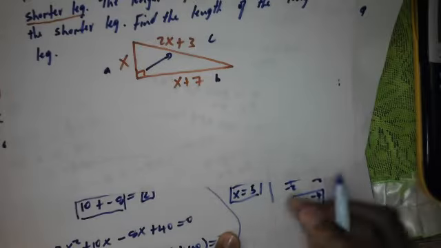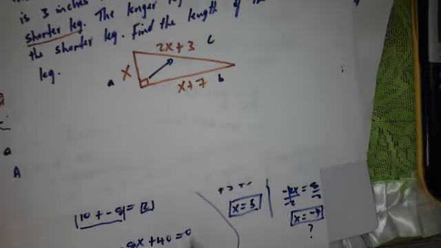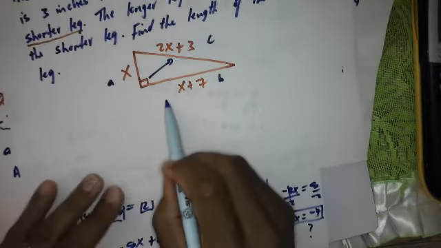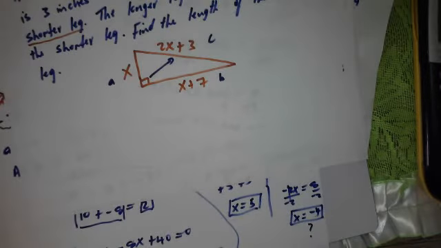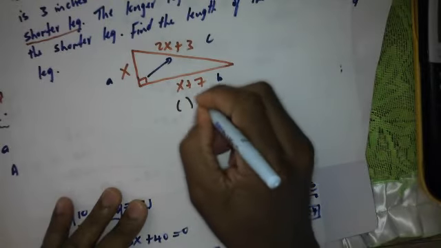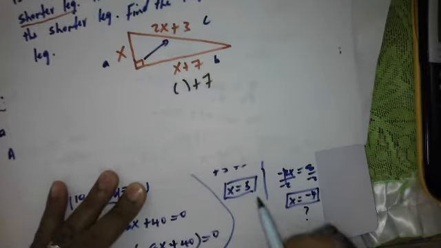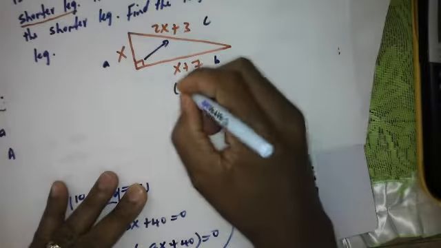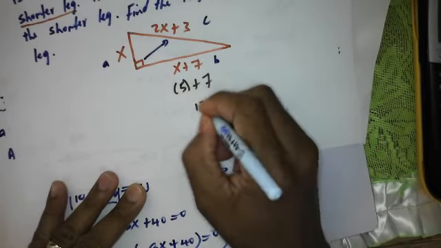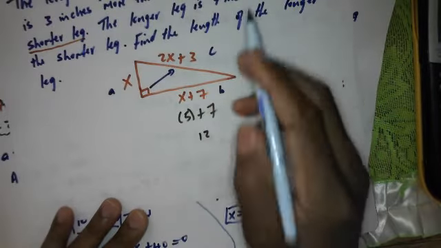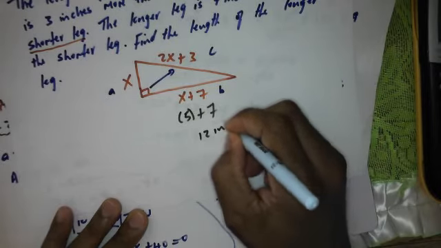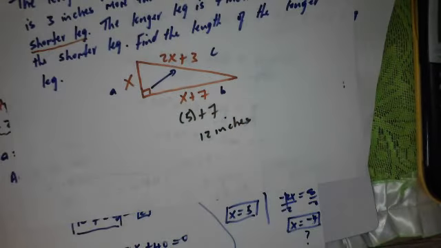Okay, so they asked us to find the length of the longer side. This is the longer side. So the longer side is expressed as x plus 7. So it is x plus 7, but our x in this case is 5. So 5 plus 7, that is 12. And the unit is inches, so it would be 12 inches. Okay? And that's how you work questions like these.